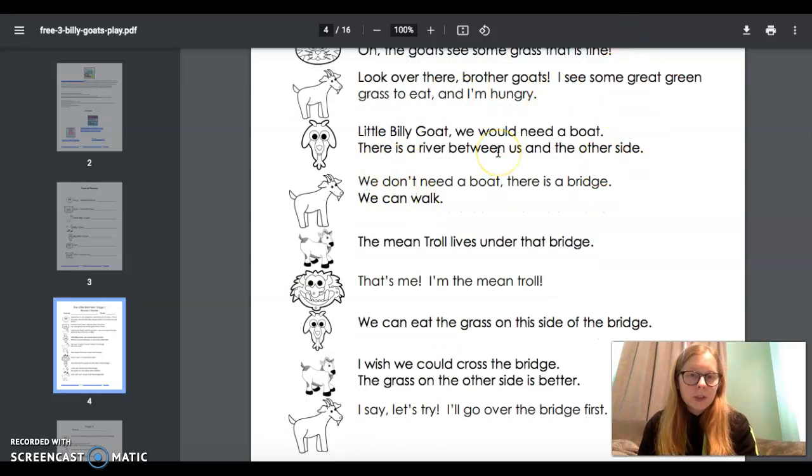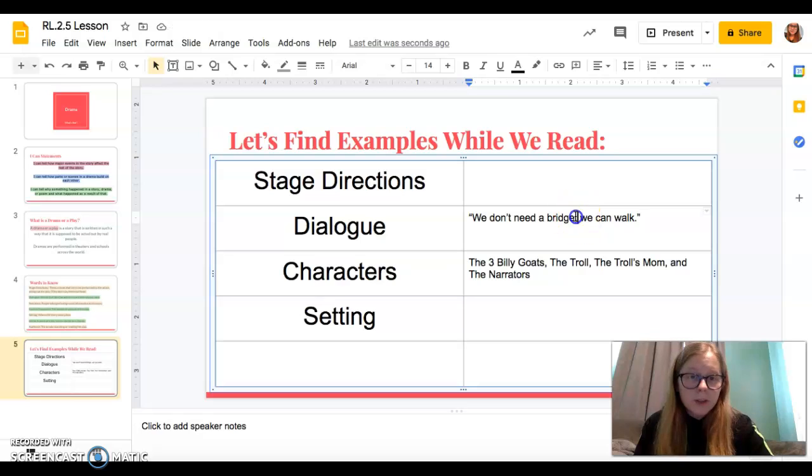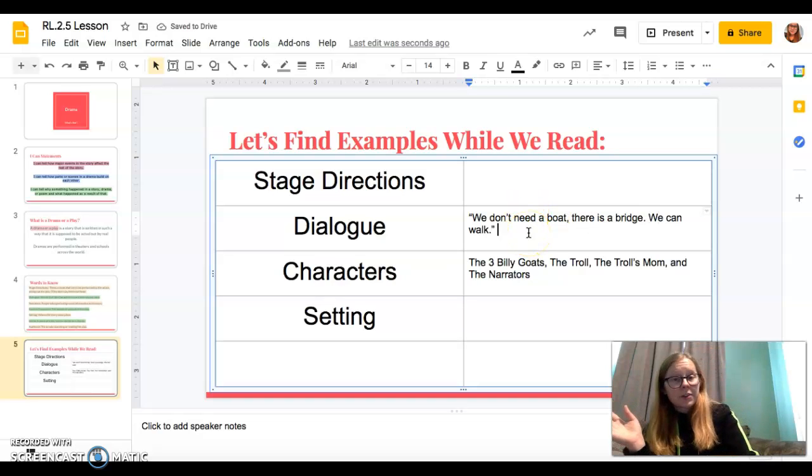So all of this, boys and girls, is dialogue. These are things that the characters are saying out loud. So, we don't need a boat. There is a bridge. We can walk. That's an example of dialogue. That is something the character said. So anything the characters say is dialogue, if they say it out loud.